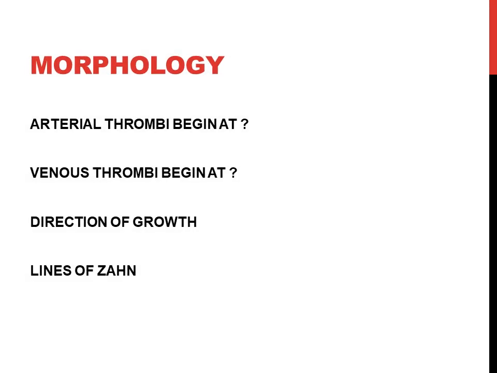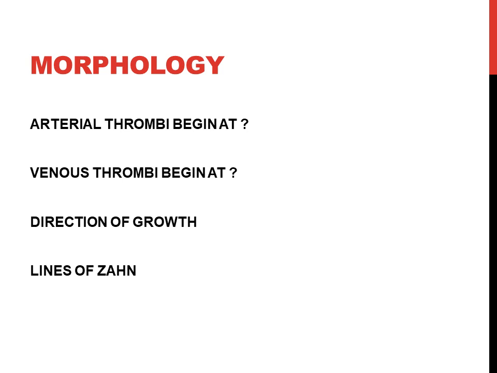So now we'll discuss the various morphologies that are associated with thrombi. Broadly speaking, we divide thrombi as arterial and venous thrombi. Where arterial thrombi begin and where venous thrombi begin needs to be elaborated. Arterial thrombi usually begin at the site of endothelial injury or where there is turbulent blood flow, while venous thrombi begin at the stasis, where there is stasis of the blood flow.